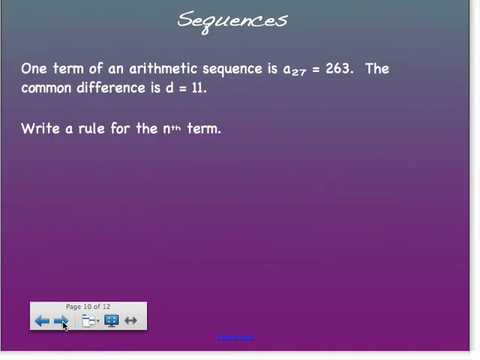Now, the last couple things I want to do are a little bit more difficult. Go ahead and write this down.